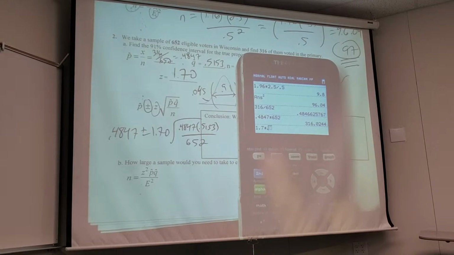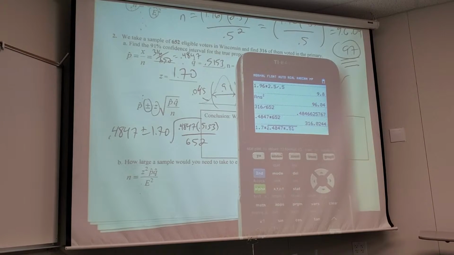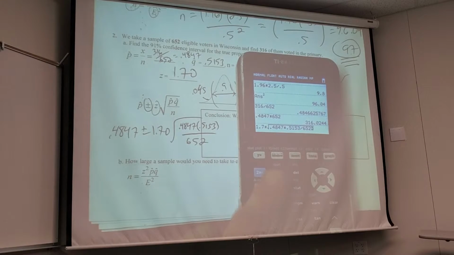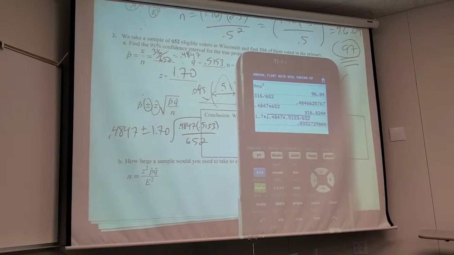So if you have a little parenthesis next to the square root symbol, don't close it until you get all the way to 652. So you put in there 0.4847 times 0.5153 divided by 652. So I got my Z-score times the square root of all that business. So that's my error.